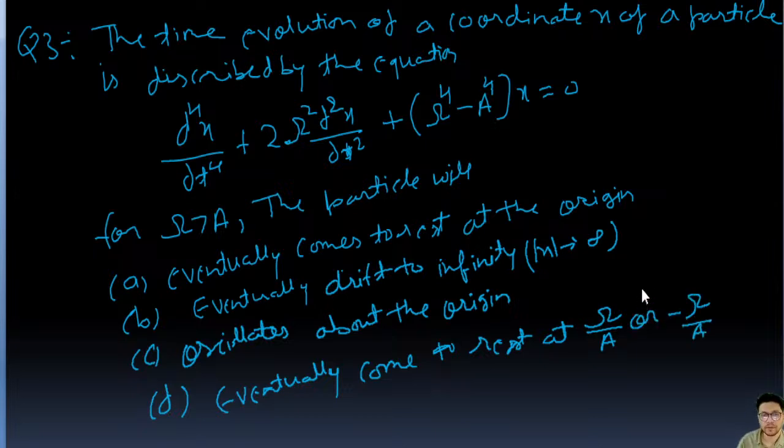So this is the question. The time evolution of coordinate x of a particle is described by this. For omega greater than or equal to a, the particle will eventually come to rest at the origin, or eventually drift to infinity, or oscillate about the origin, or eventually come to rest at omega by a or minus omega by a. Very good question. So we'll solve it now.